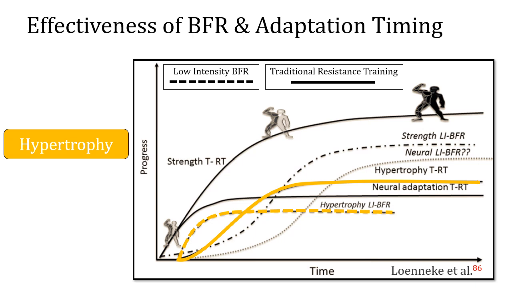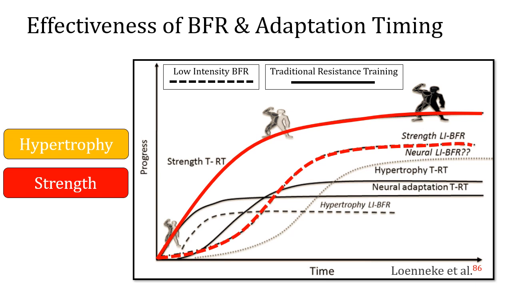So low intensity BFR being the dashed line, traditional is going to be in the solid. What we can see is that when it comes to muscle size improvements, the low intensity BFR has an exponential increase in muscle hypertrophy and size early on, and then if you were to continue with these over chronic adaptations, eventually the high load resistance training would potentially surpass that of the low intensity resistance training group.